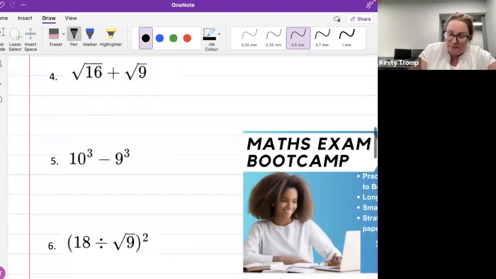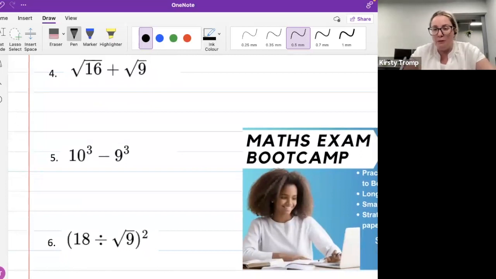So my next one, number 4. Number 4 has asked me for the square root of 16 plus the square root of 9. All right. So first of all, I need to think of BODMAS. BODMAS tells me I must do the brackets first. Do I see any brackets in this question? No, I don't.